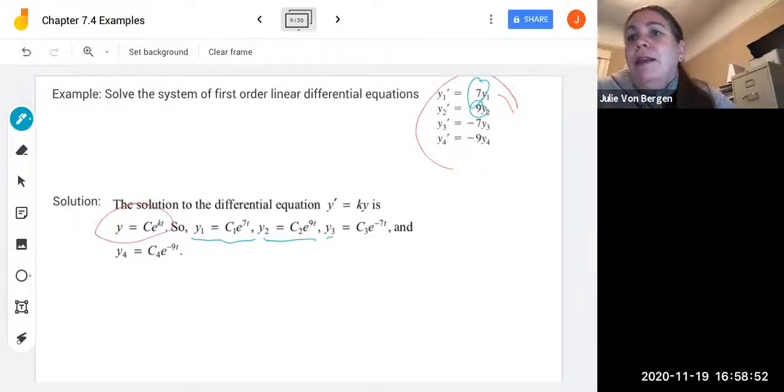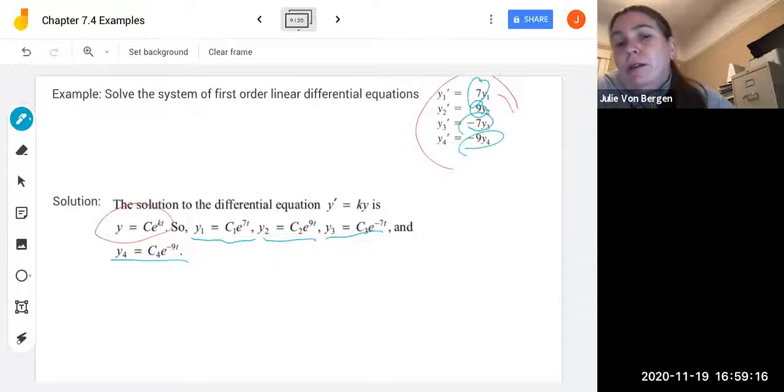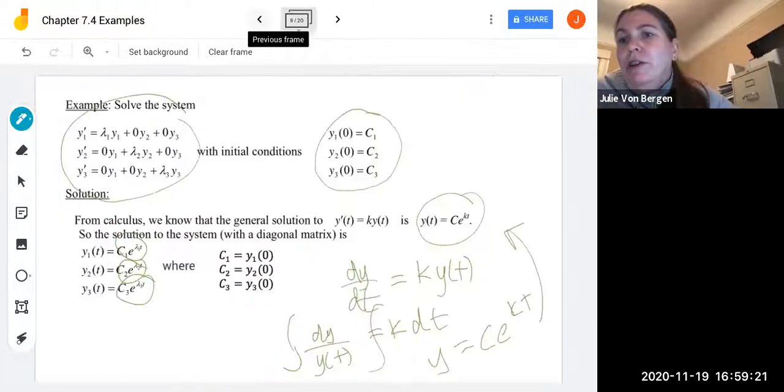And then in the differential equation for y2, y3 is c3 e to the negative 7t because of the negative 7 in the differential equation for y3 prime. And y4 is c4 e to the negative 9t because of the negative 9 in the differential equation for y4 prime. So we see the constants end up in the exponent because of what we know from calculus. When we rearrange and integrate these differential equations, we end up in this y equals c e to the kt form.